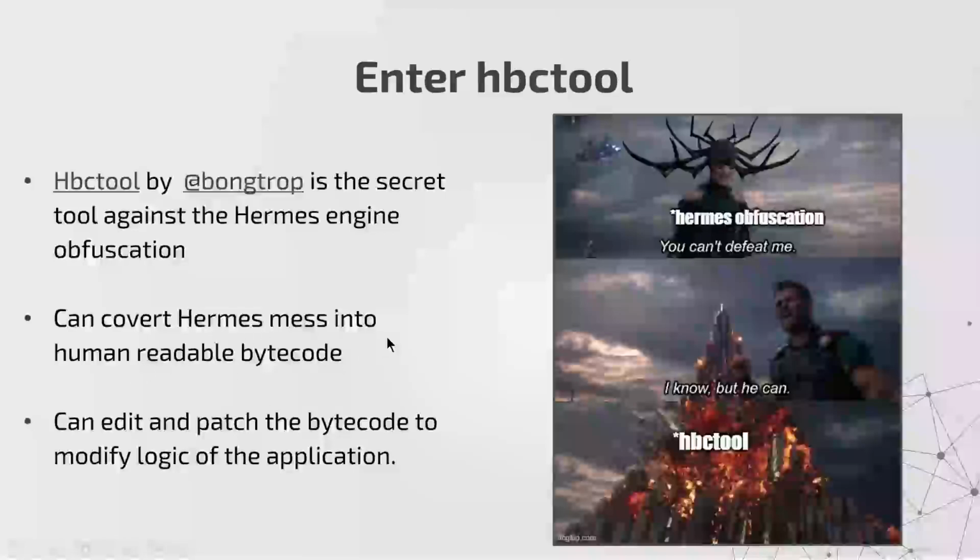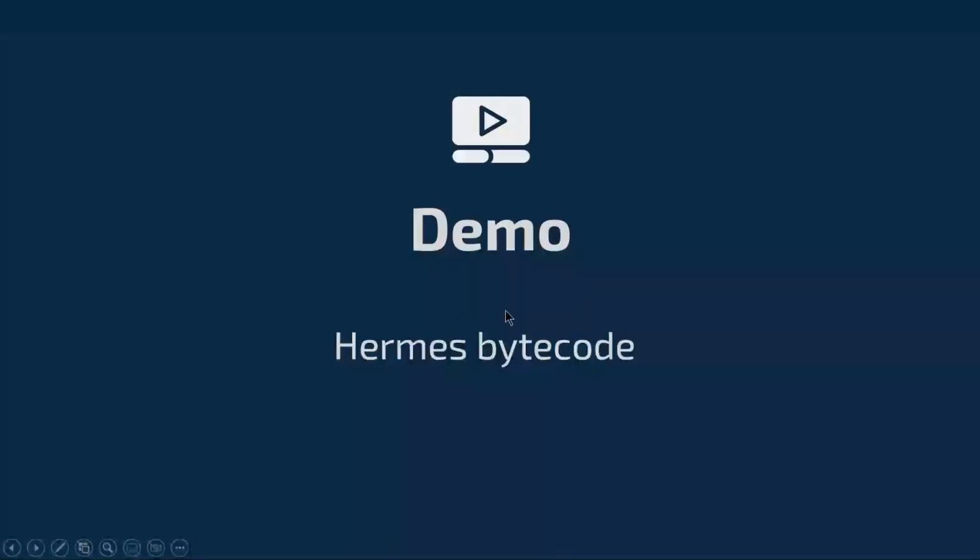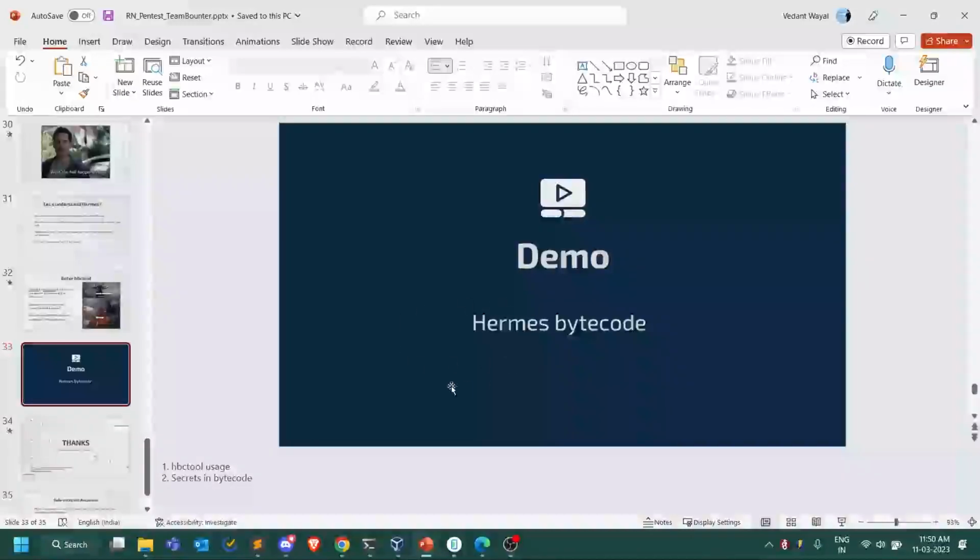Note that the code in the bundle file would be converted into machine bytecode, but not into JavaScript code. But at least we can read the file, we can have some sense over it. So you can edit and patch the bytecode to modify the application logic. First we'll see what Hermes bytecode is, how to use the HBC tool, and how to discover the secrets inside it.